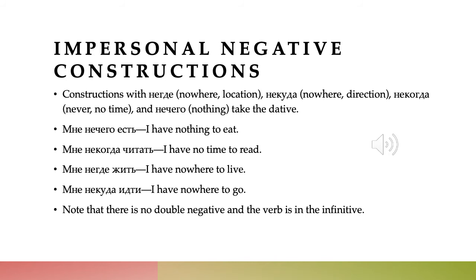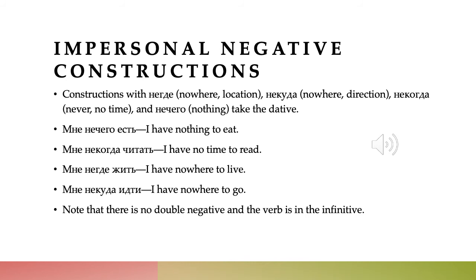We also have a series of impersonal negative constructions. These constructions do not have a subject, they also use the dative, and they are made with the particle не. We already learned things like никуда, никогда, ничего. This is similar to that, but slightly different. We have не instead of ни, and the stress is on the не.